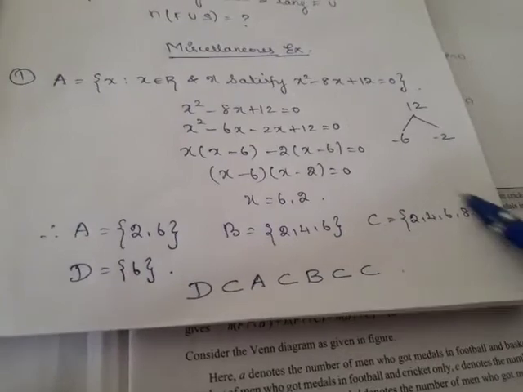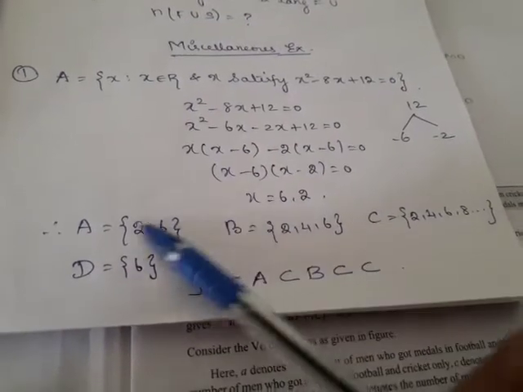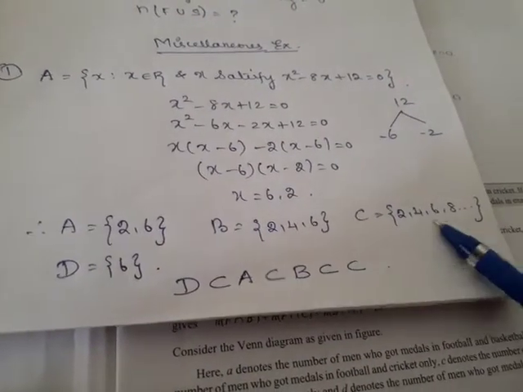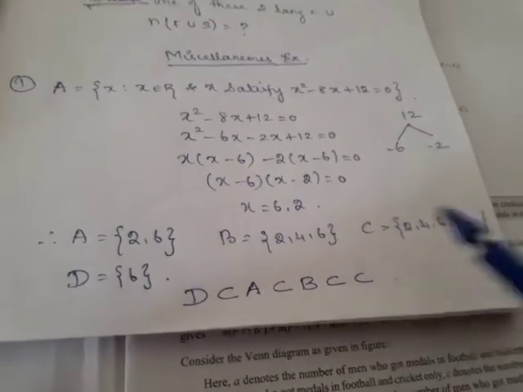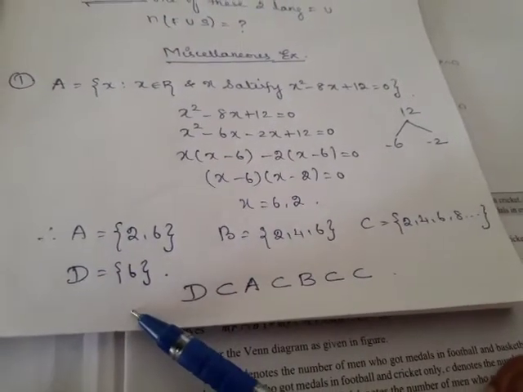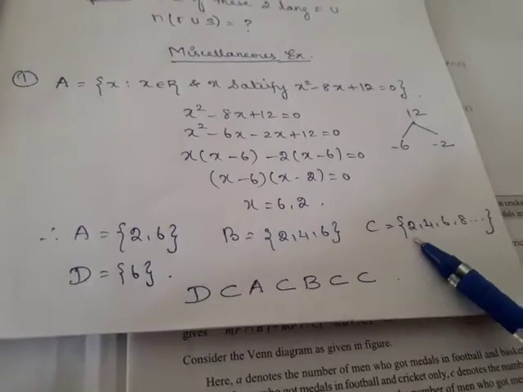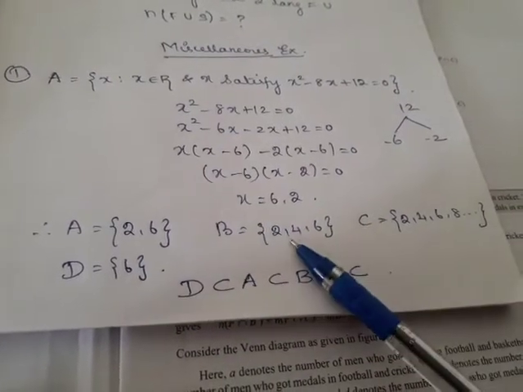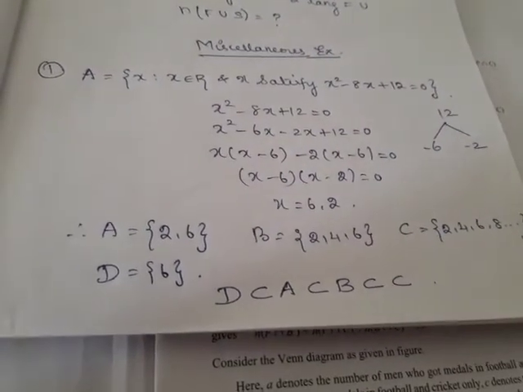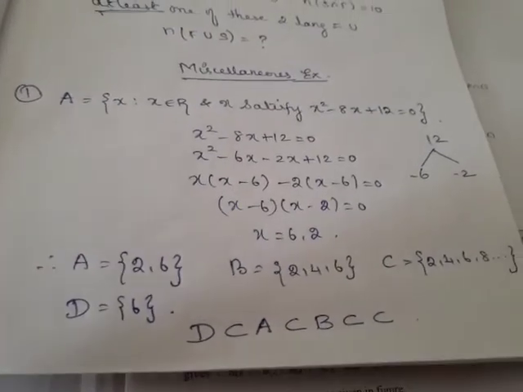When you check C, C is not a subset of any of the remaining three sets because the number of elements in C is more than the number of elements in A, B and D. Therefore, C is not a subset of A, C is not a subset of B and C is not a subset of D. Hope you understood, right?